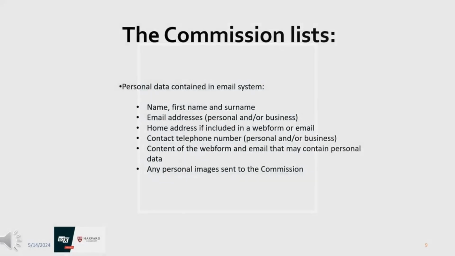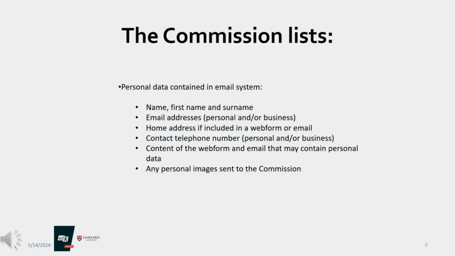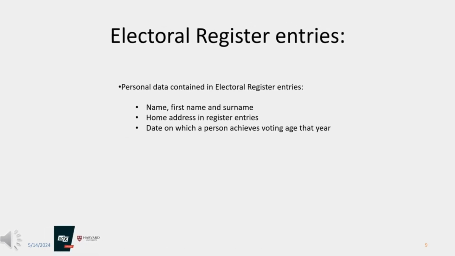Possible data exposed in the Commission's email system includes personal data such as first name and surname, email addresses, home addresses if included in a web form or email, contact telephone number, content of the web form and email that may contain personal data, and any personal images sent to the Commission. Possible data exposed in the electoral register entries are first name and surname, home address in register entries, and the date on which a person achieves voting age that year.